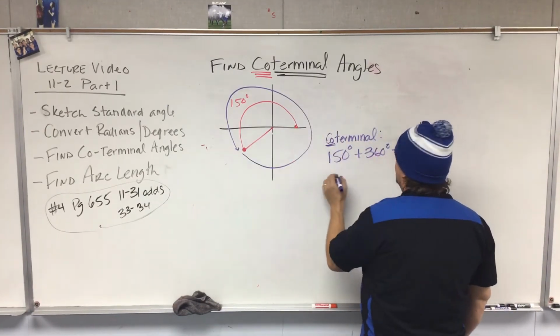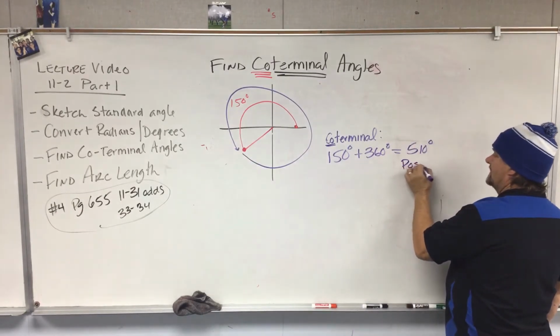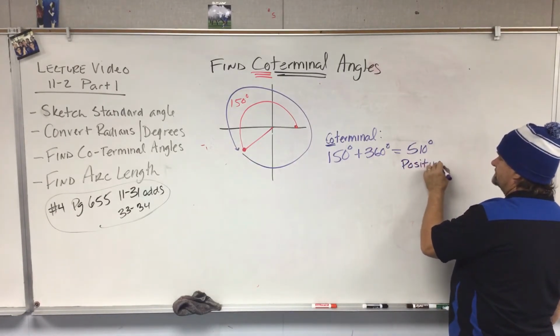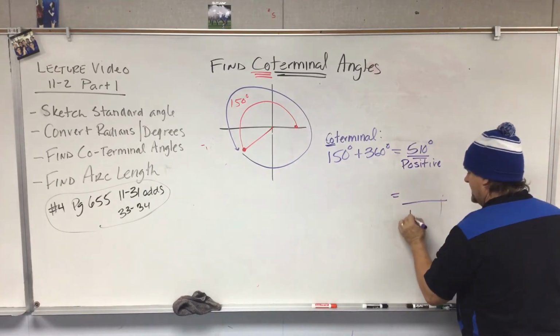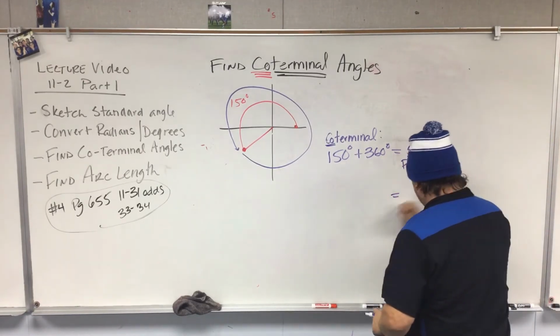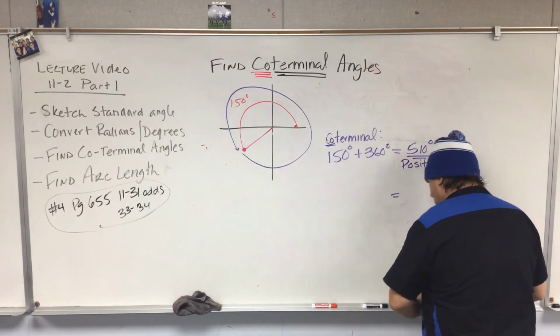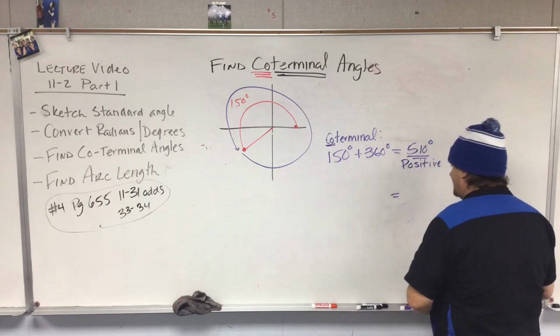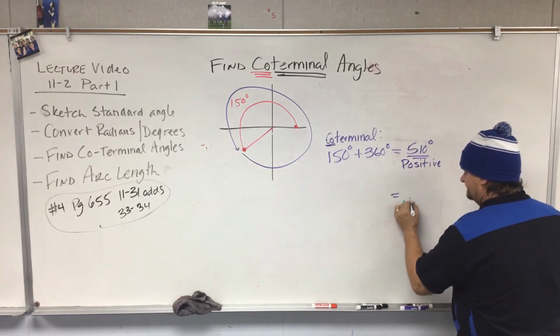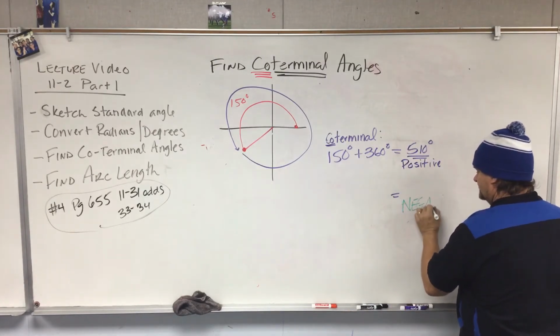Now, this is a positive co-terminal angle because it's positive. I need to find a negative. Change the color on this one. Let's go with green. I need a negative coterminal.